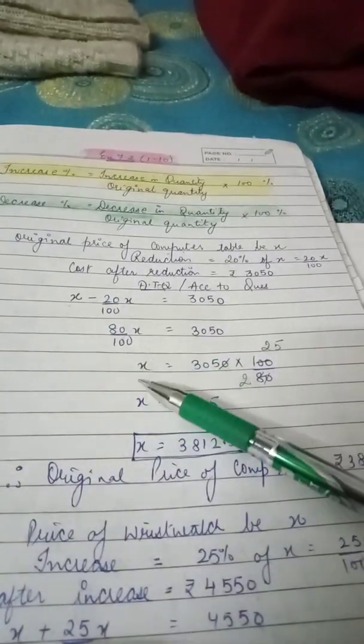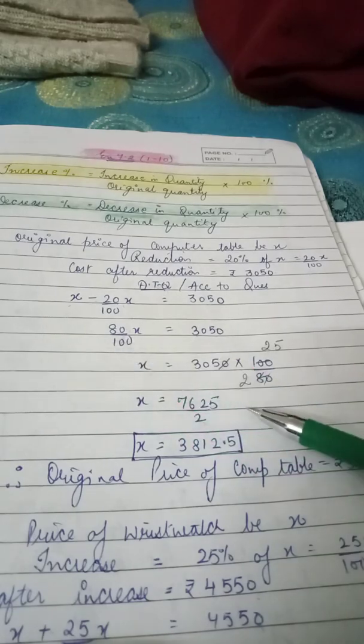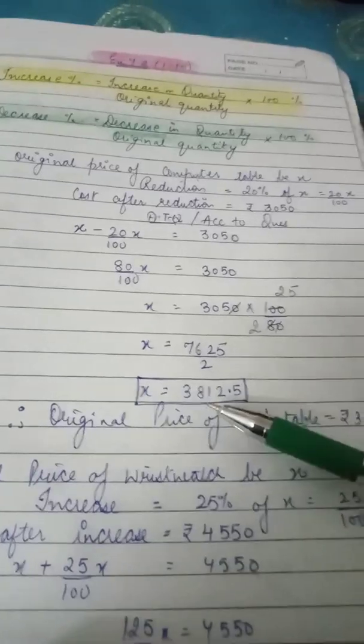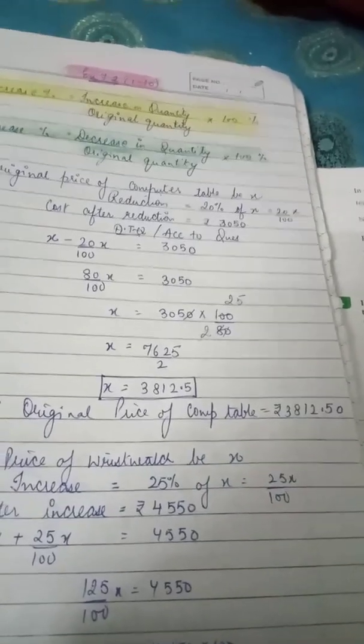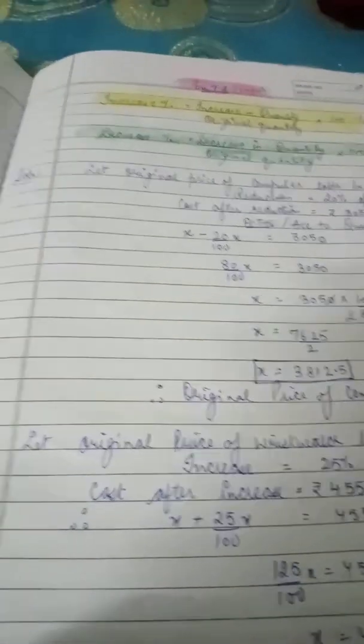After finding out LCM, it's 80 upon 100x, keeping 100x here, shifting the rest of the things to the other side. And the value of x is 3812.5, which can also be written as 3812.50. So, therefore, original price of computer table is 3812.50. Now, moving on, solution number 2.